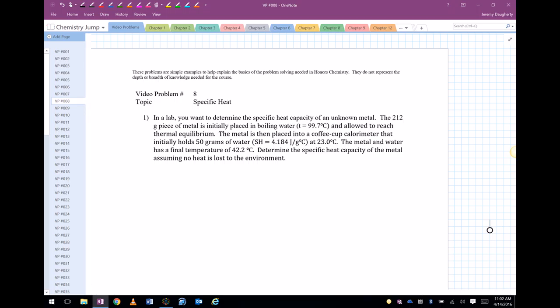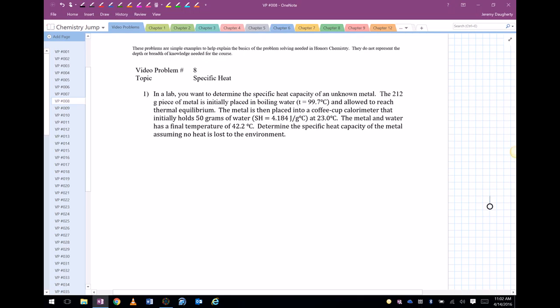This is video problem number 8. It's on specific heat. Let's see what we got. In a lab, you want to determine the specific heat capacity of an unknown metal. So we're looking for the specific heat capacity of the metal.